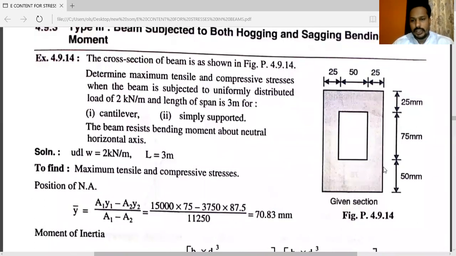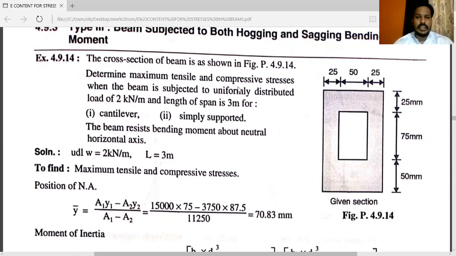This is the given cross section. You can see the rectangular cross section, hollow rectangular cross section. The dimensions are given. This dimension is 50, this one is 75, this is 25. Then here you can see 25, 50 and 25.